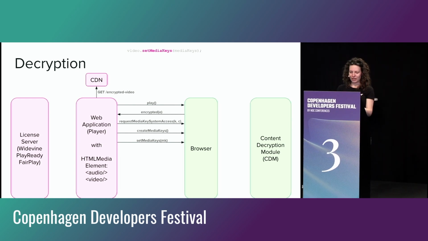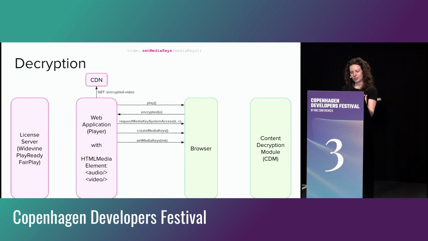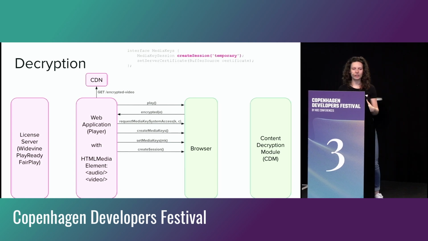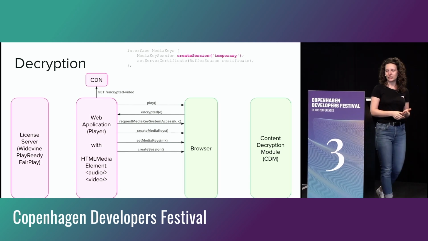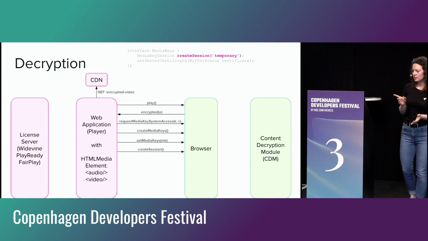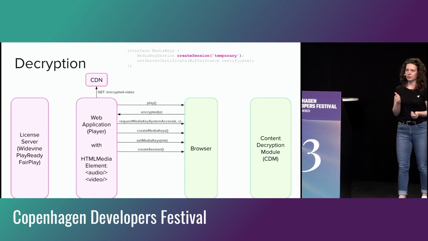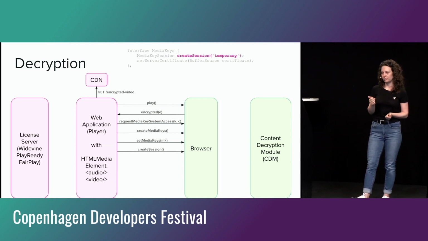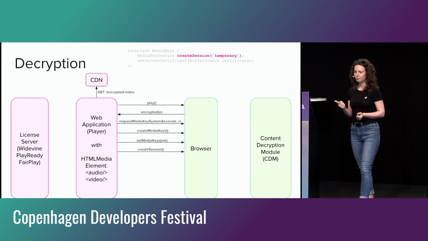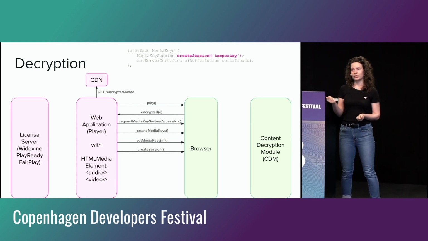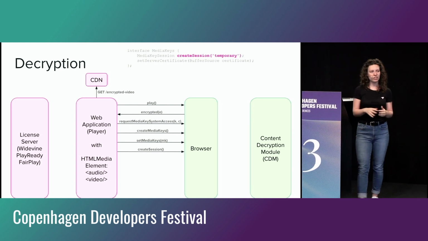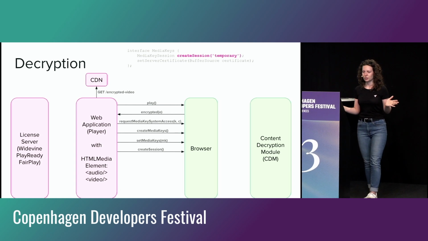Cool, so once we have done that, then we can actually go back to the MediaKeys and we can call the createSession method. And this method accepts a parameter, which is the type of the session. And by default, it's temporary. So if you don't provide anything, that's fine. It will just create the temporary session for you.